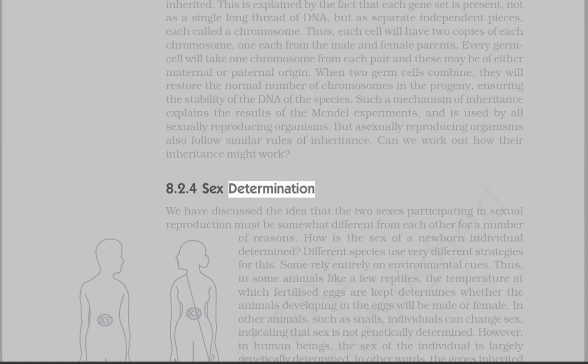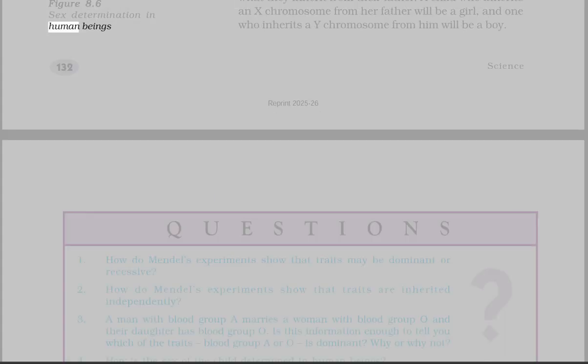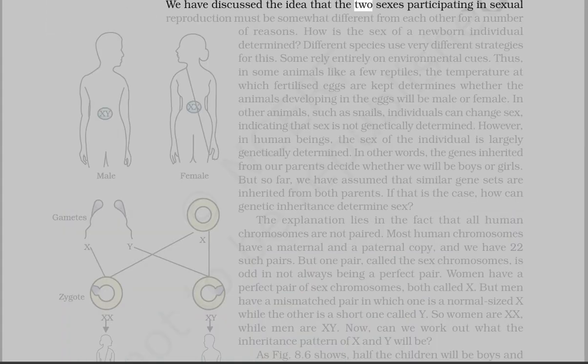8.2.4 Sex determination. Figure 8.6 Sex determination in human beings. We have discussed the idea that the two sexes participating in sexual reproduction must be somewhat different from each other for a number of reasons. How is the sex of a newborn individual determined? Different species use very different strategies for this. Some rely entirely on environmental cues. Thus, in some animals like a few reptiles, the temperature at which fertilized eggs are kept determines whether the animals developing in the eggs will be male or female. In other animals, such as snails, individuals can change sex, indicating that sex is not genetically determined.